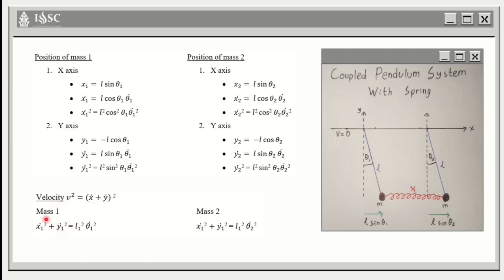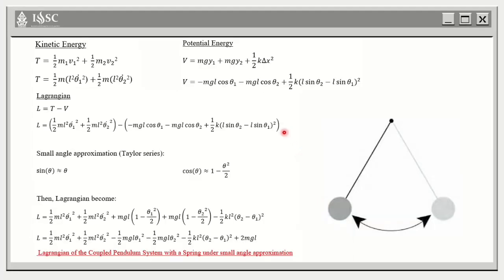So we get the velocity for mass 1 as L1 squared theta 1 dot squared, and for mass 2 we get the velocity equal to L1 squared theta 2 dot squared. Okay, next, after we have the value for the velocity, we can input it to find the total kinetic energy, which contains the first pendulum and the second pendulum. So we have the total kinetic energy like this.